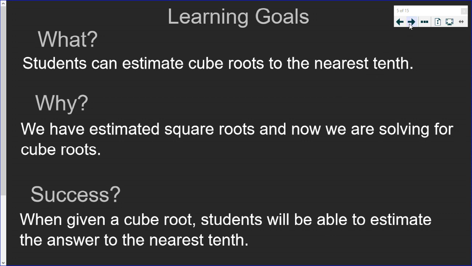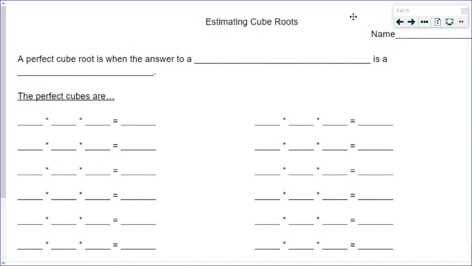So let's dive in. If you don't already have a paper, I'm going to give you guys a second to get one. Your teacher will come by and pass it out. When you see it, you're probably going to think, oh, I already have this. No, you have the square roots one. This is the cube roots one.